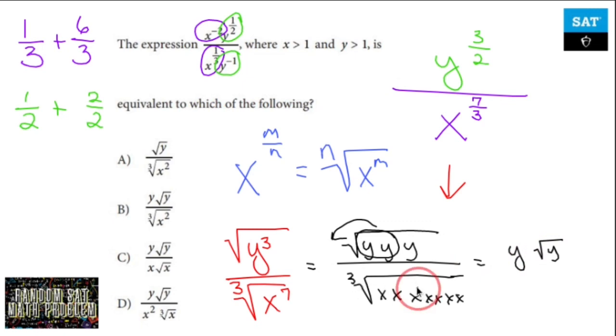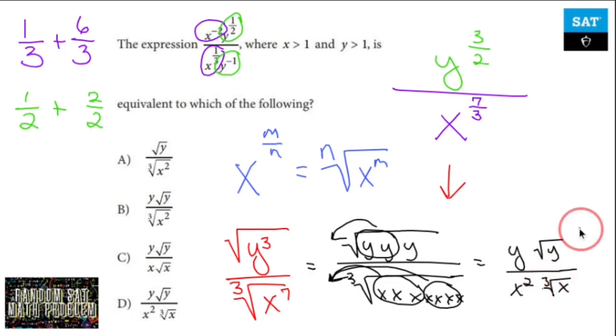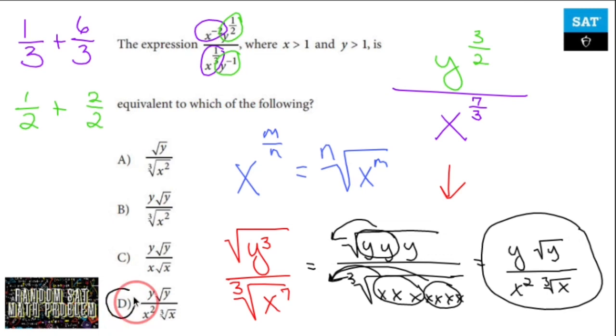Since this is a cube root, I'm going to circle a group of 3 x's and another group of 3 x's. I would bring out 2 x's, giving me x squared, and I'm left with the cube root of 1 x on the inside. So after all those little rules, all of those little tricks, I have y times the square root of y over x squared times the cube root of x. My answer is D. I love problems like these.